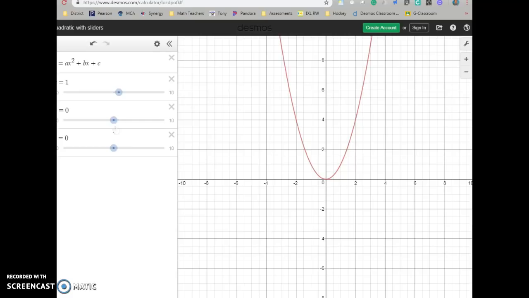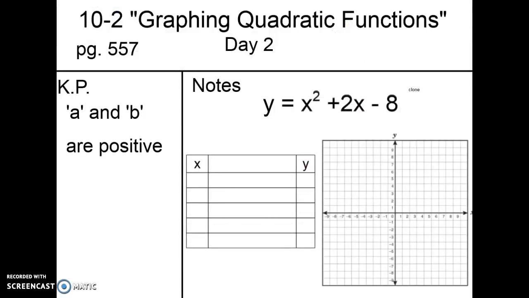The last thing is, if we were to just slide C, C is the last number in our equation. It's the easiest to track because when C becomes positive, it slides up, and when C becomes negative, it slides down. So at the end of each one of our examples here, we are going to determine whether it slid up or down, and whether it slid side to side, and which side it slid.